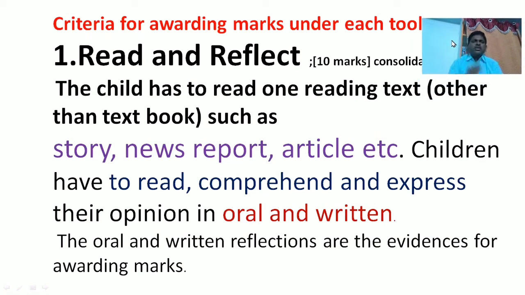Tool number 1, read and reflect. The child has to read one reading text other than the textbook. My dear friends, it is not from the textbook. The teacher has to test the student's capacity on the basis of classroom transaction. It is a classroom transaction activity, and you have to use our textbook as a model, but this read and reflect testing has to be outside the textbook. What should be tested? Look at this one.